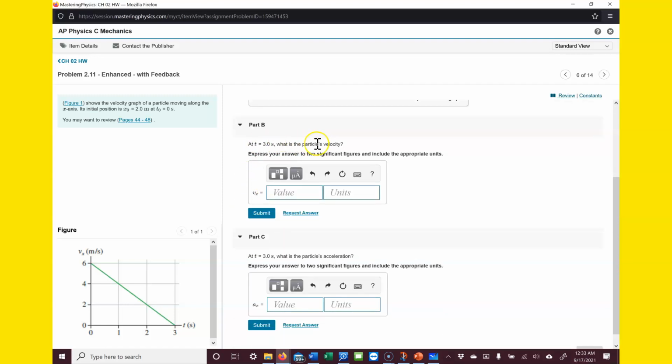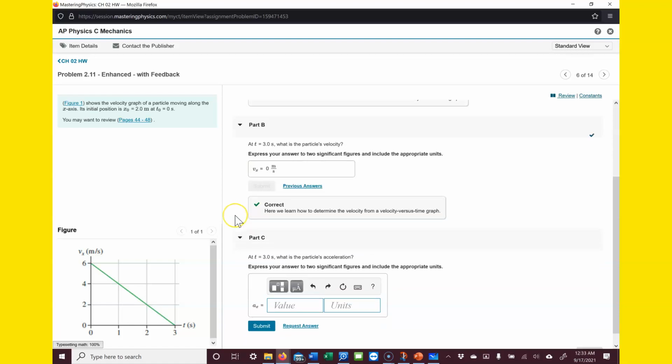At t equals 3 seconds, what is the particle's velocity? Well, this is a velocity graph, so all we have to do is think about what's the value, the height, or the ordered pair for this function at 3 seconds. It's 0. The velocity is 0 meters per second.